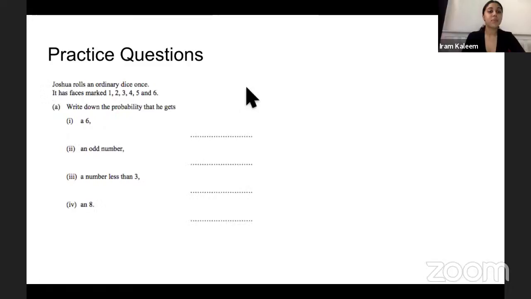Okay, Joshua rolls an ordinary dice. It has faces marked 1, 2, 3, 4, 5, and 6. Write down the probability that he gets a 6, an odd number, a number less than 3, or an 8. Give you a minute to have a go.